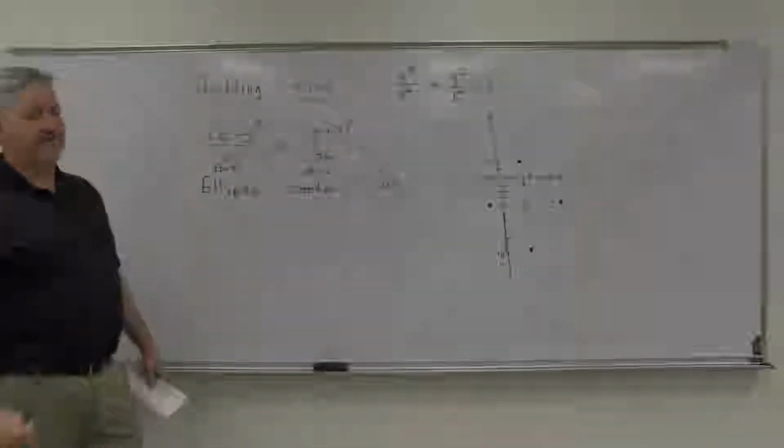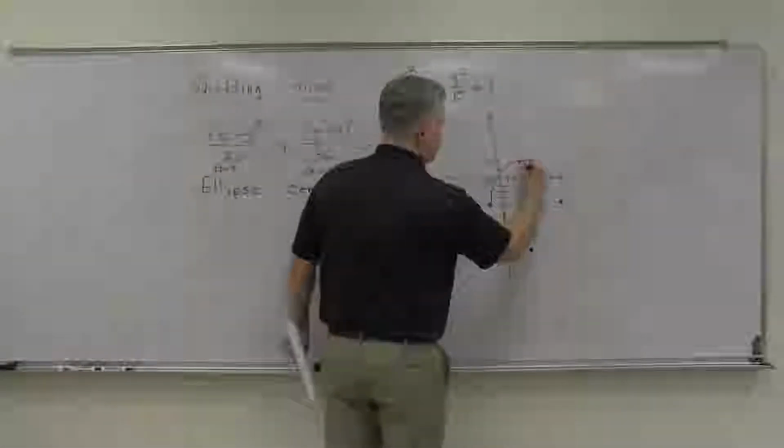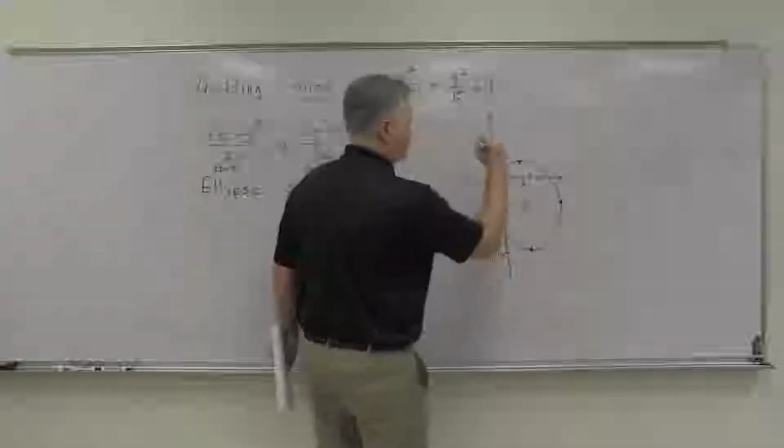So 6 units up and down from that center. All right, then connect them into an ellipse here. You've got your graph.